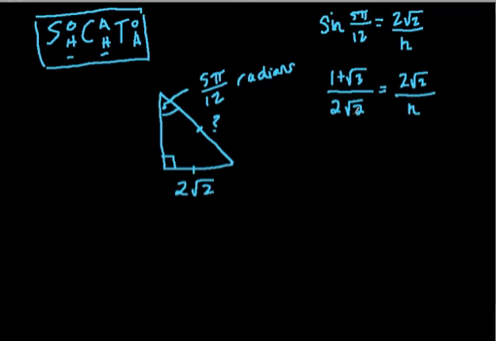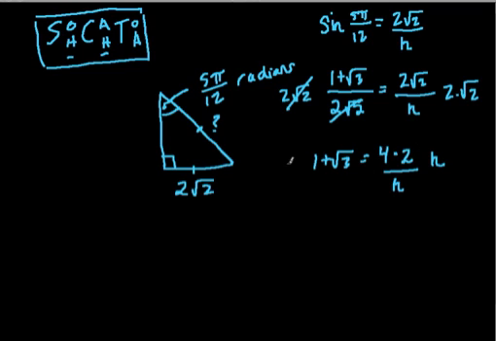Well, I want to solve for h, so I'm going to multiply both sides by 2 times the square root of 2. That will cancel these out, and over here I have 1 plus the square root of 3 equals 2 times the square root of 2 times 2 times the square root of 2, over h. So 2 times 2 is 4, and the square root of 2 times the square root of 2 is just 2. So it's 4 times 2 over h. 4 times 2 is 8.